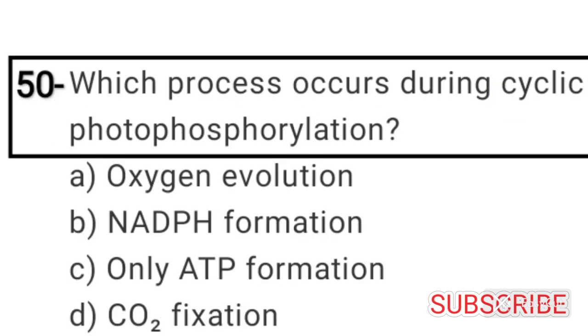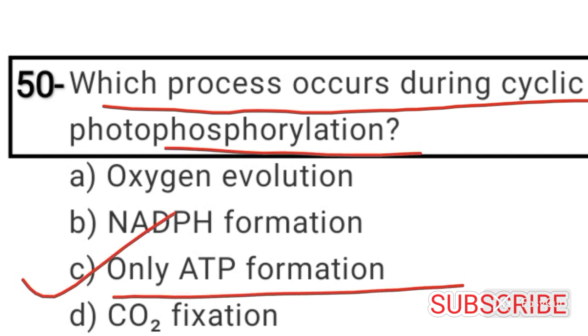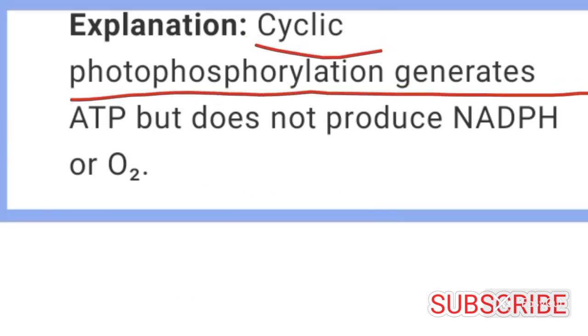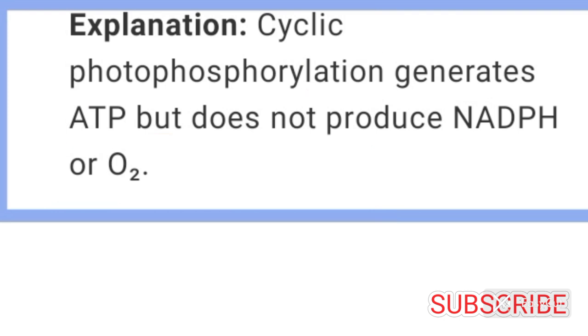Now come to the last question of this chapter, question number 50. Which process occurs during cyclic photophosphorylation? Answer is option C. Only ATP formation. So cyclic photophosphorylation generates ATP but does not produce NADPH or oxygen.